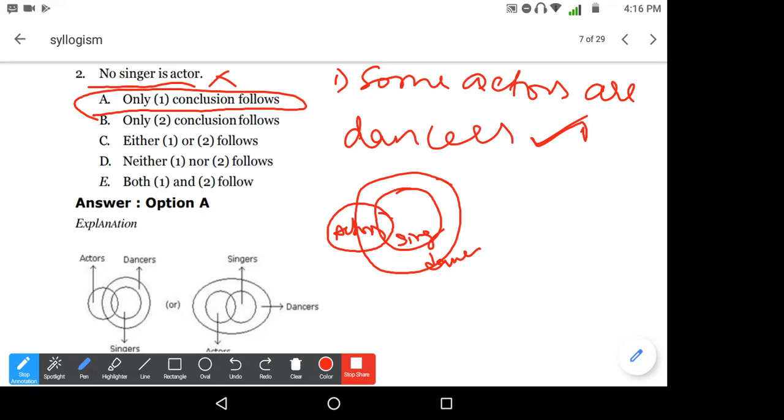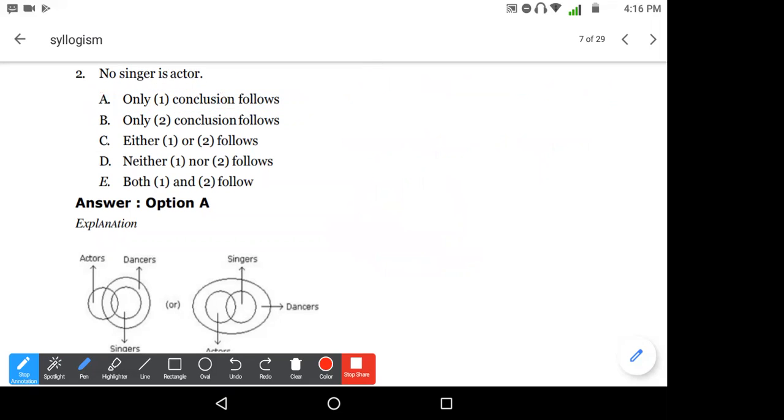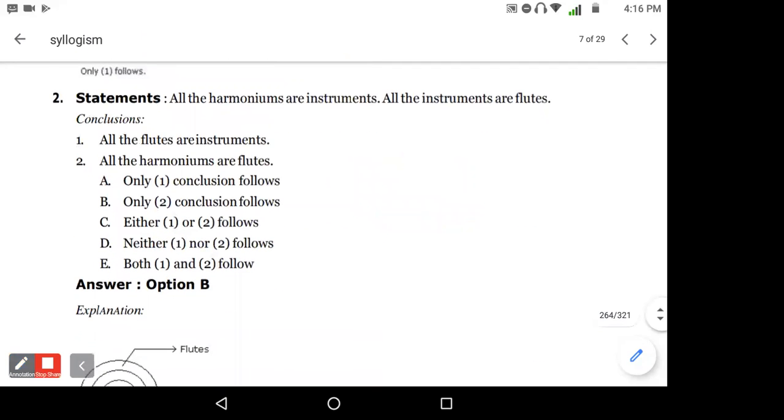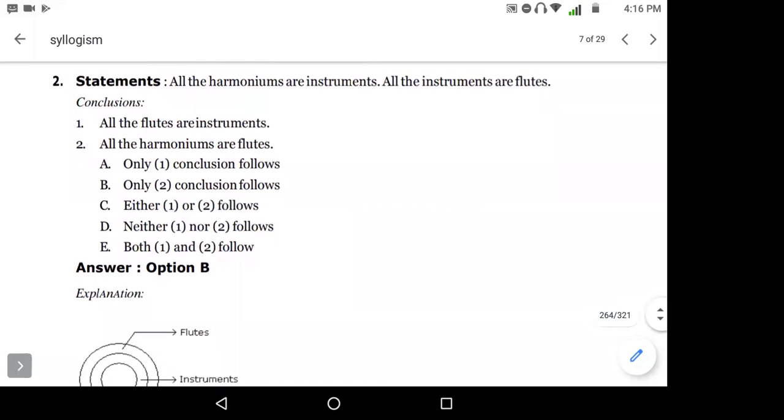Okay, so this is how you solve the syllogism problems. It's always best to use the Venn diagrams to solve the syllogism. Now let us go to the next question.